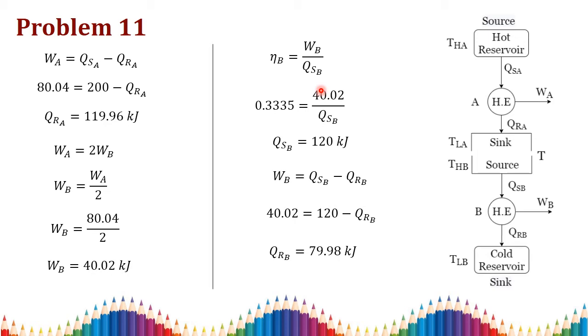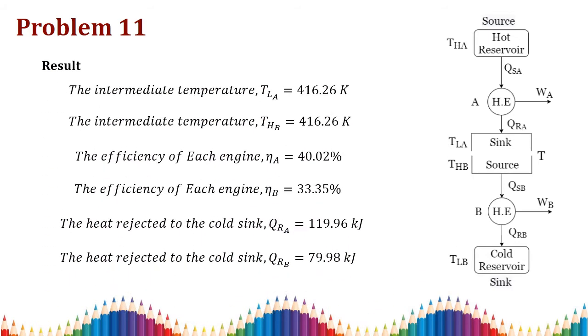So the work done of B is equal to QSB minus QRB. Here you can find QRB as 79.98 kilojoule. So as a result, the intermediate temperature of both is the same. So T is equal to TLA is equal to THB, and the efficiency for the A engine is 40.02% and for the B engine is 33.35%. Then the heat rejected to the cold sinks, QRA is 119.96 kilojoule, and for the second sink QRB is 79.98 kilojoule.